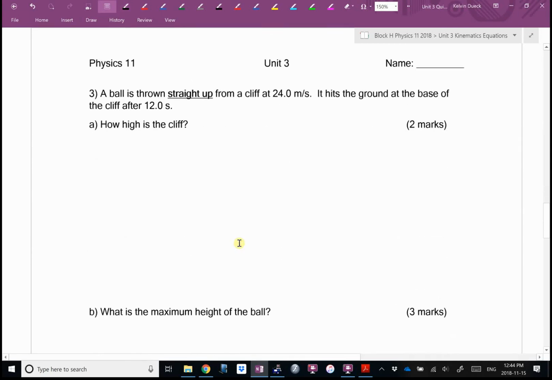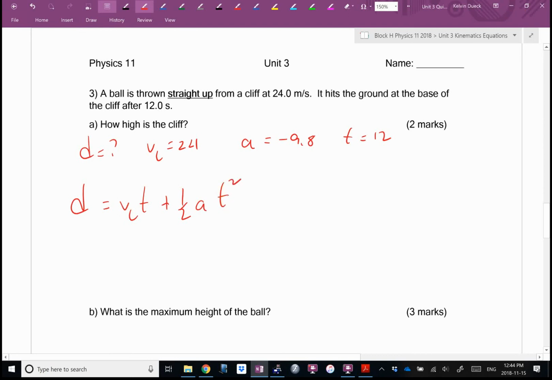Three and 4 are a little more interesting. Number 3 says a ball is thrown straight up from a cliff at 24 meters per second. It hits the ground at the base of the cliff after 12 seconds. How high is the cliff? It's asking me to find d. VI this time is 24, a is negative 9.8, t equals 12 seconds. I'm going to use d equals VIt plus a half a t squared.